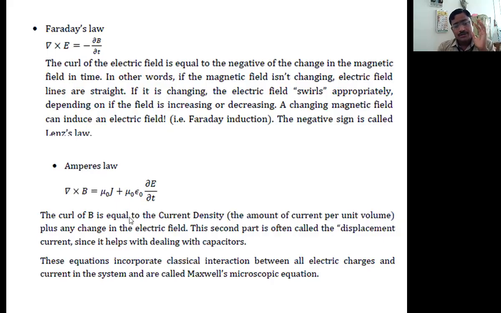So these equations: del dot E is equal to rho divided by epsilon 0, del dot B is equal to 0, then curl E is equal to minus dou B by dou t, then curl B is equal to mu 0 j plus mu 0 epsilon 0 dou E by dou t. These four equations altogether form a system that supports the classical interaction between electric charges and current in the system, and they are called Maxwell's microscopic equations.